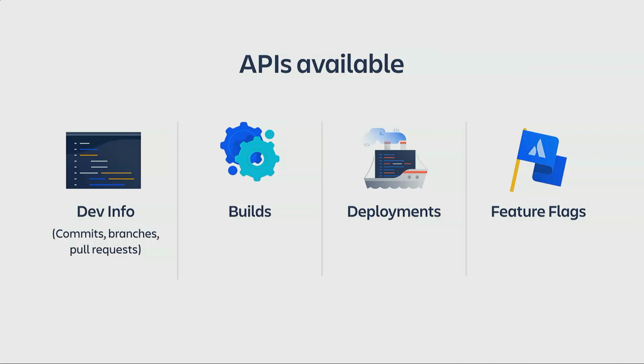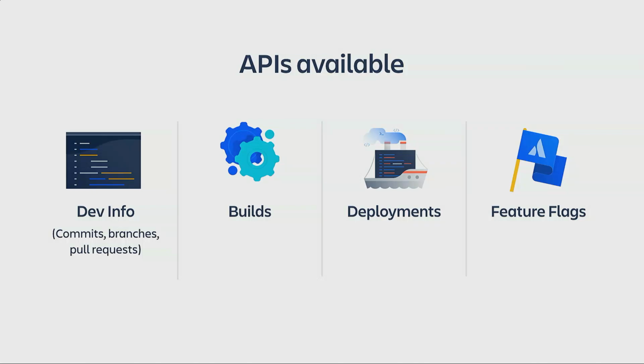So we now have 4 APIs. We've gone from 1 to 4. We have the dev info API, which is all around Git, which is the commits, branches, and pull requests, which is what's known so well today. We have an API which is dedicated purely to providing the status for builds. The build was successful, things that just run backwards and forwards. An example would be Bitbucket pipelines or Jenkins.